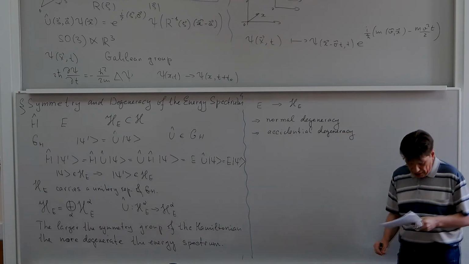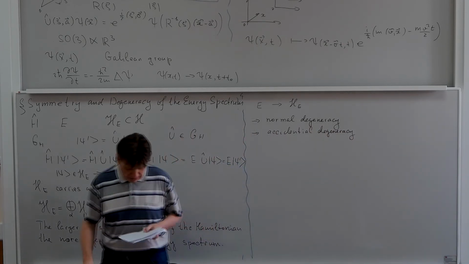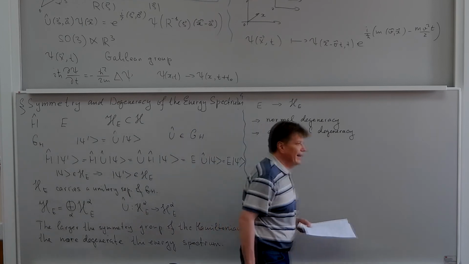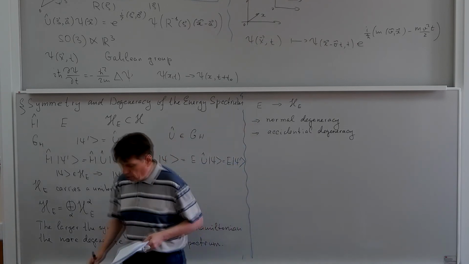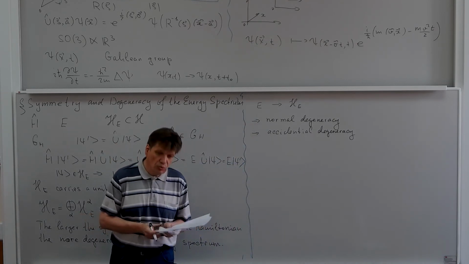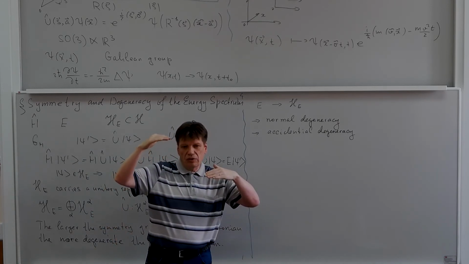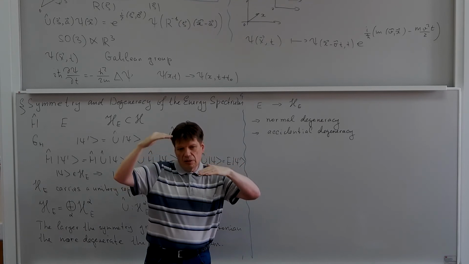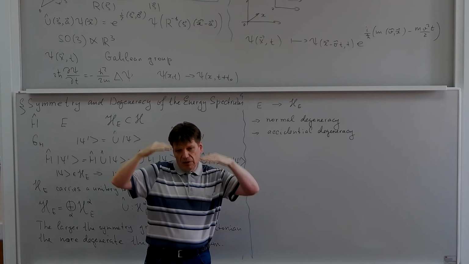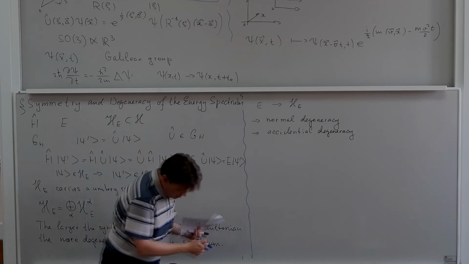An accidental degeneracy can be produced by the variation of some parameters in the Hamiltonian of the system, such as magnetic or electric field strength, so that for some particular values of parameters, two normally degenerate energy levels cross each other. So we have two degenerate energy levels, and under the variation of parameters, they move back and forth, and at some moment they may cross each other. Let me draw some picture.